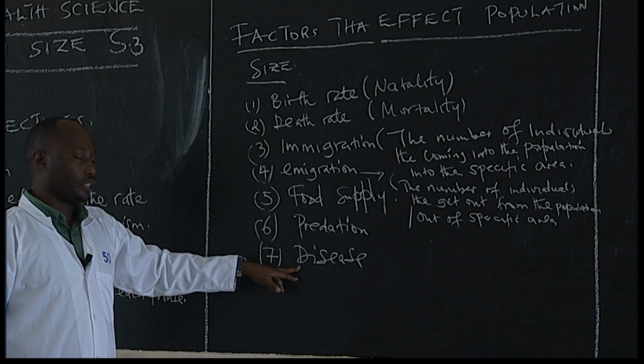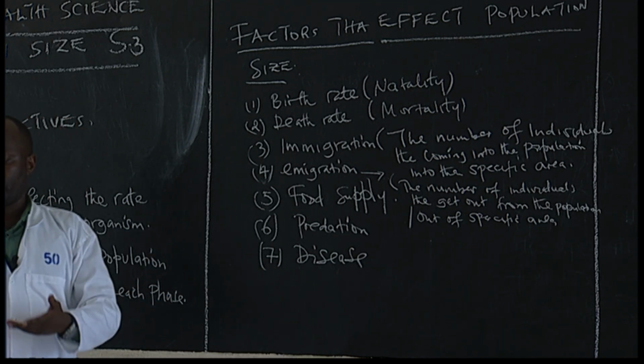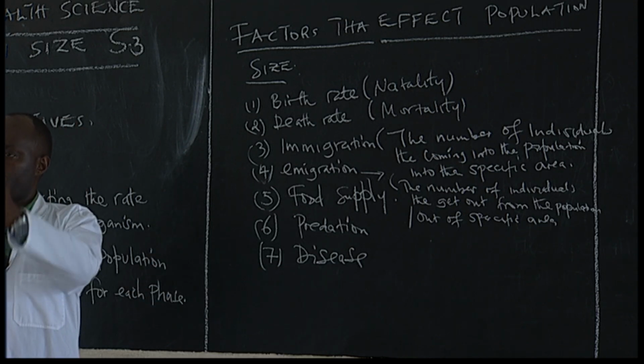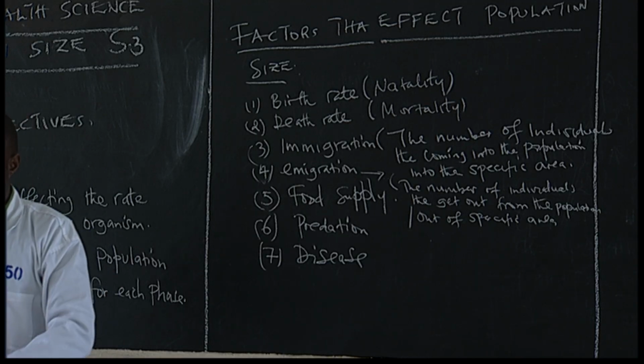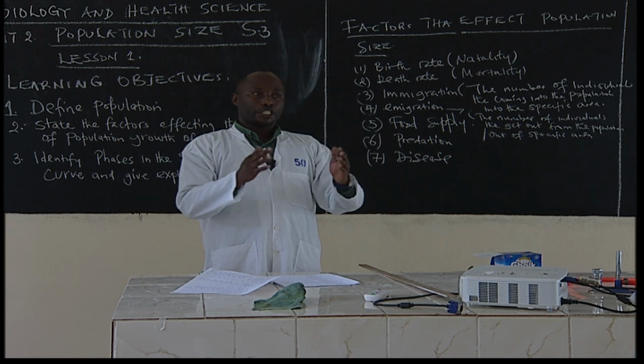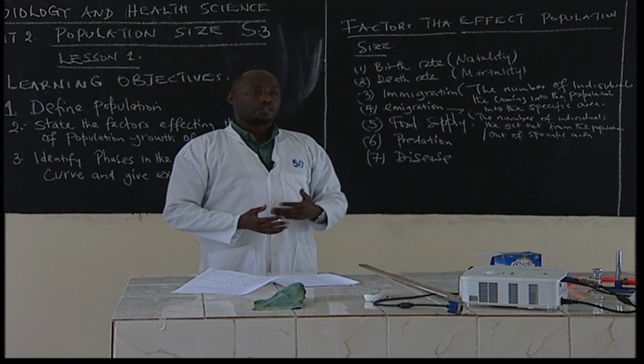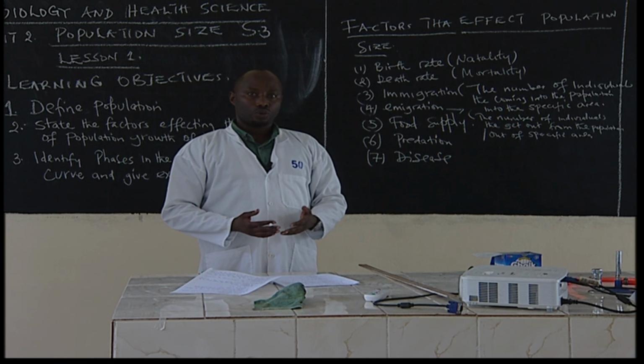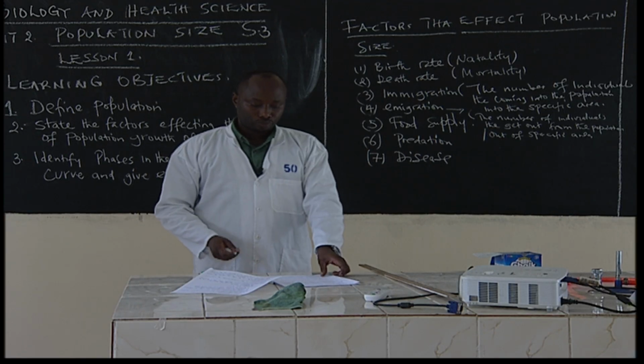I talked about disease. I mentioned the outbreak of disease is a serious problem that affects population size. Where the population is very large, easy spread of the disease can happen, and that can cause a rapid decline in population.